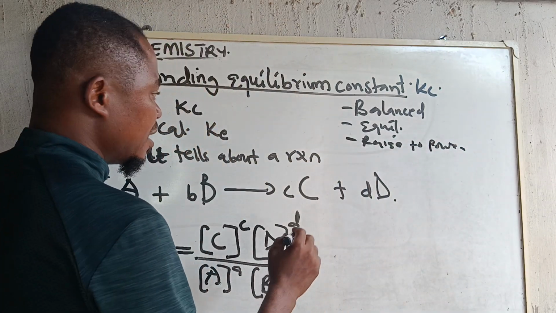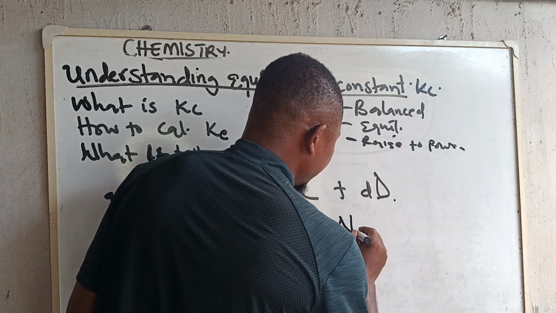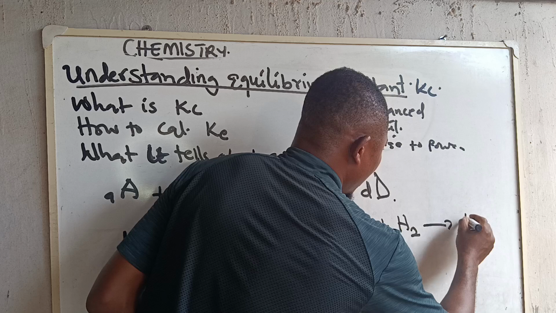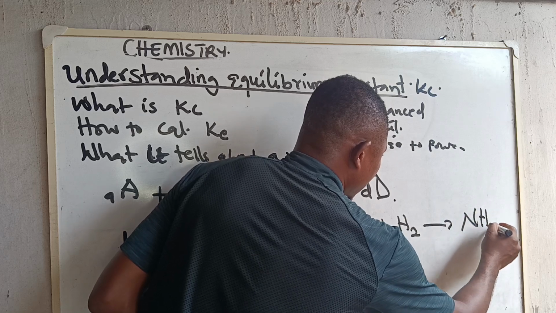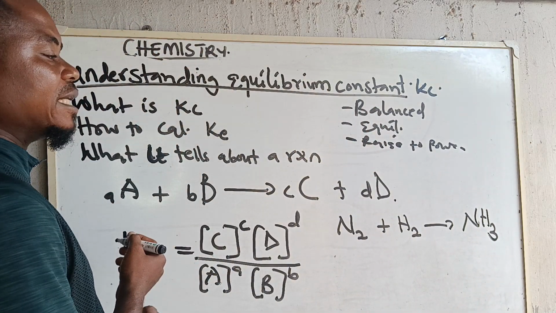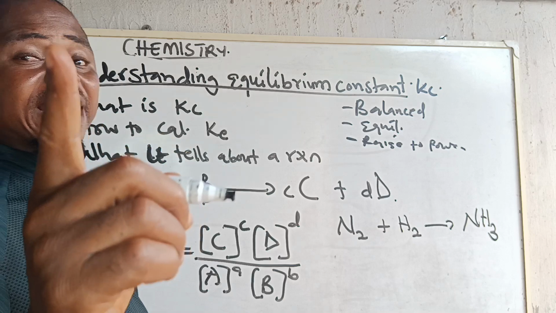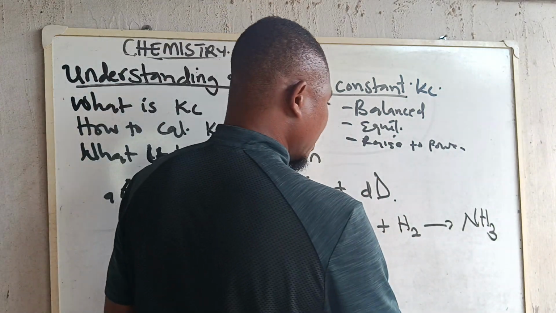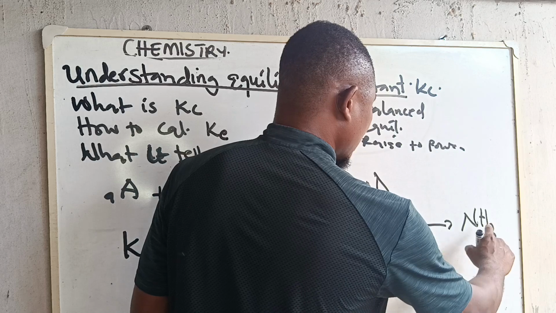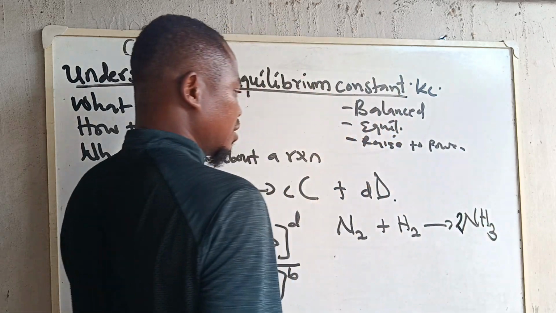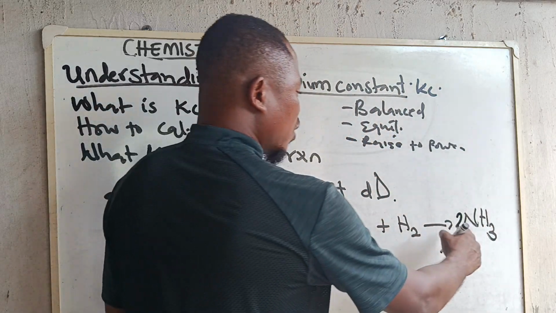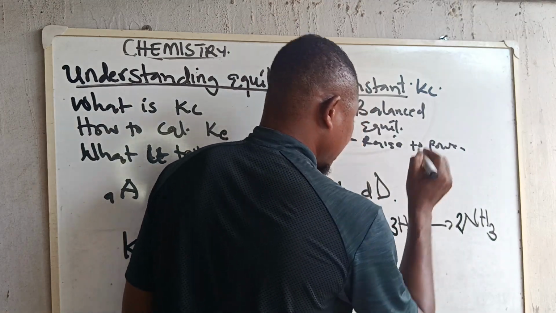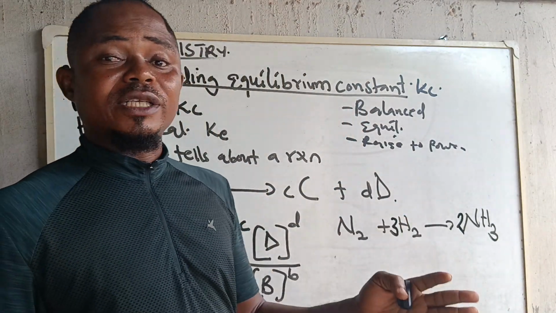For example, given that nitrogen reacts with hydrogen to form ammonia, let's write the Kc for this equation. But before I write the Kc for this equation, we have to balance the equation. We have two nitrogen here, we have one here. So if we balance this nitrogen, now the nitrogen is balanced, but now we have 6 hydrogen here and 2. So we'll balance it. How do we write the Kc for this equation?